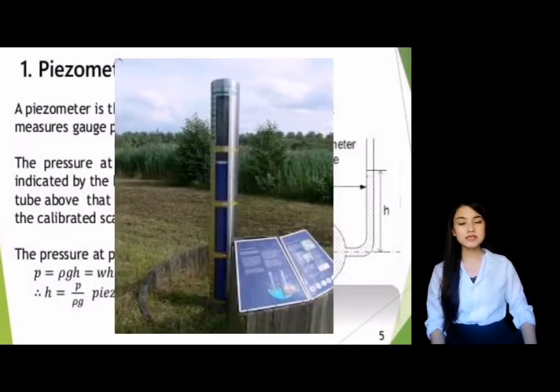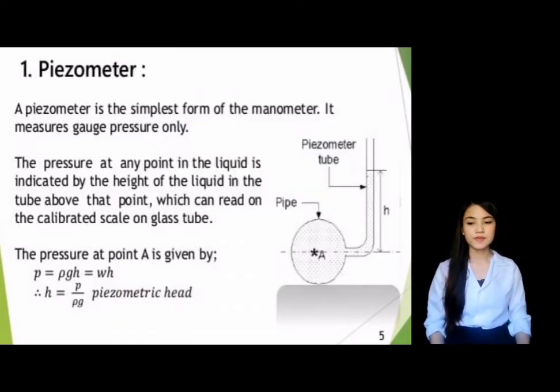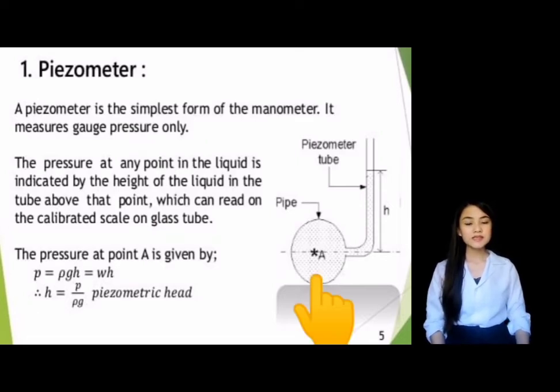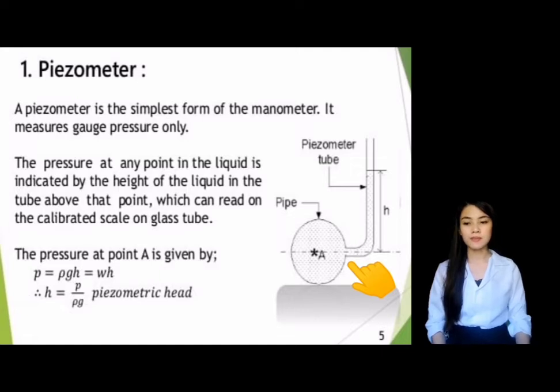This is it. This is the piezometer. Pressure is in the pipeline. This is the pipeline. One end of the piezometer is open to the atmosphere and the other is connected to the pipeline. Once we know the height of the liquid column, we can easily find the intensity of pressure inside the pipeline by using the formula of the piezometer.